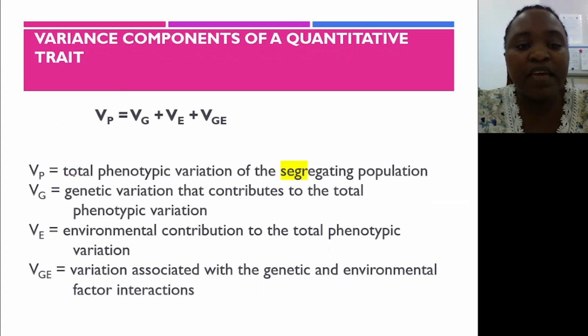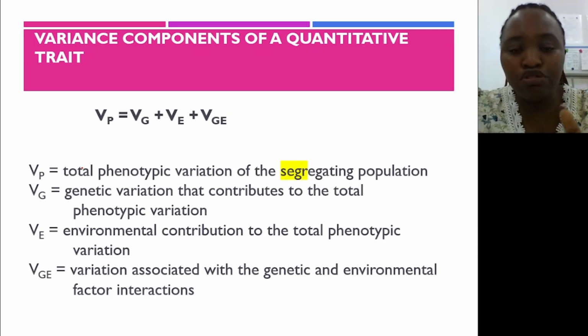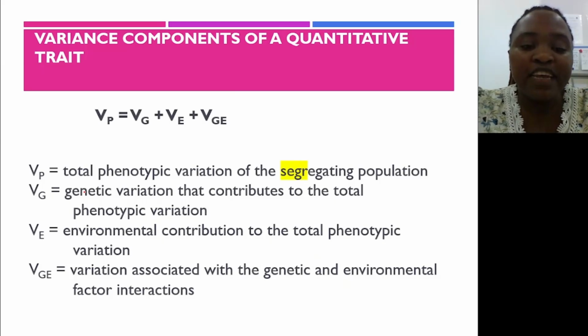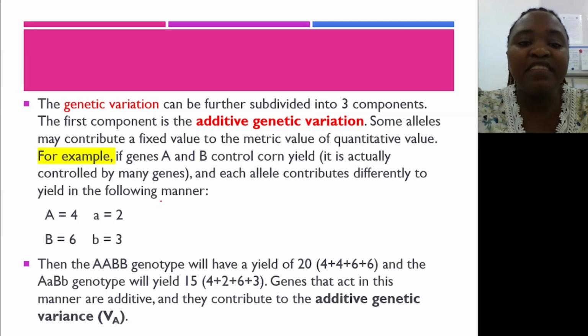So VP is the total phenotypic variation of a segregating population for a particular quantitative trait, and it is given by genetic variation, VG, that contributes to the total phenotypic variation. Then we have VE, the environmental contribution to the total phenotypic variation. And now VGE, which is the variation associated with genetic and environmental factor interactions. So the genetic variation can further be divided into 3 components.